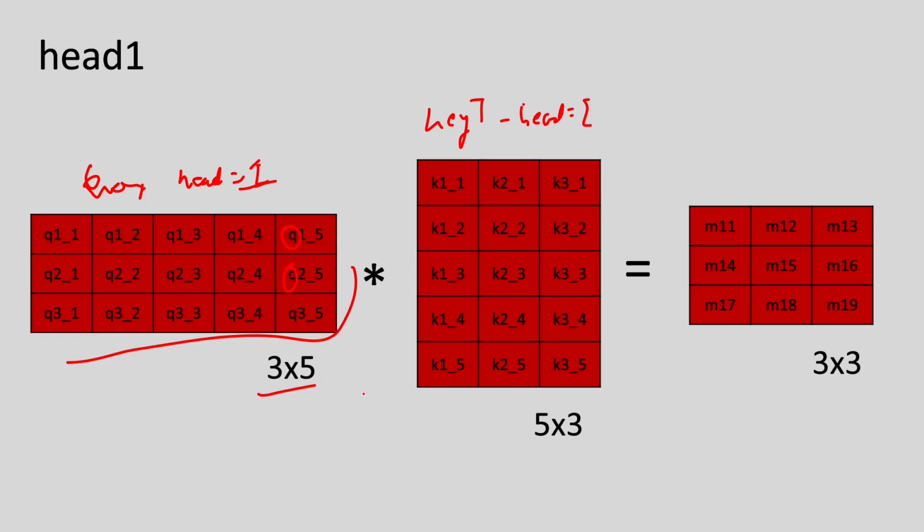Once you multiply, this is 3 cross 5 and this is 5 cross 3. What will you get? Obviously you get 3 cross 3. Now I have represented it as m. Why? Because this comes in the middle. We have to do other things as well. Here 1 1, 1 2, all that doesn't matter. What matters is this 1 is for the head, and it is also shown in red, so you can distinguish the head.